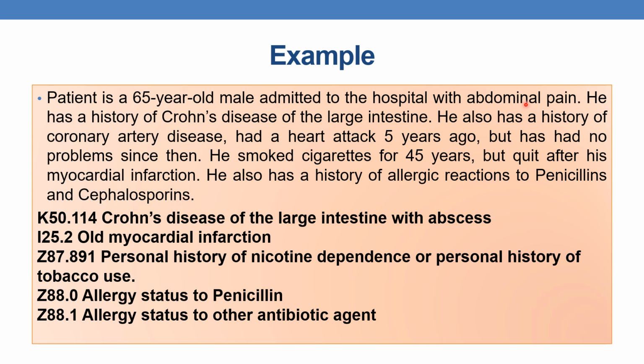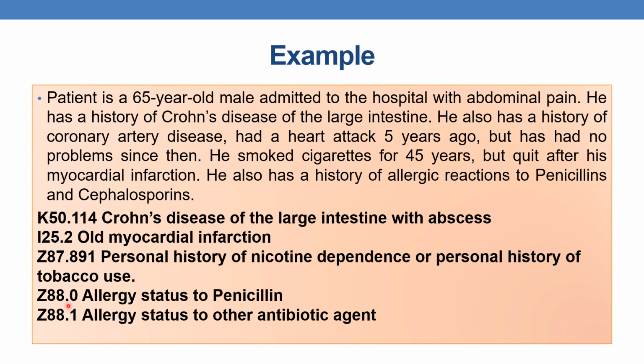Currently, the reason for admission is abdominal pain and the patient has a history of Crohn's disease. So PDX would be K50.114, Crohn's disease of large intestine with abscess. Next, I25.2, old myocardial infarction, followed by Z87.891, personal history of nicotine dependence or personal history of tobacco use.